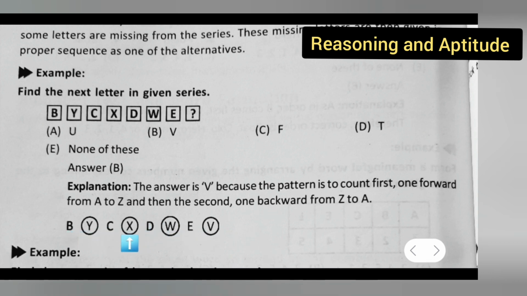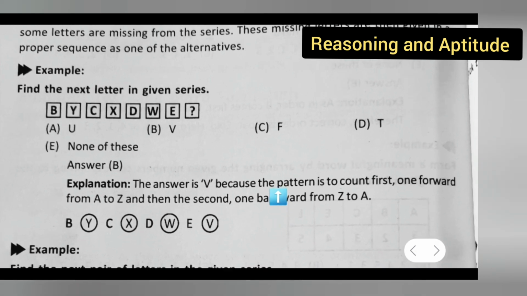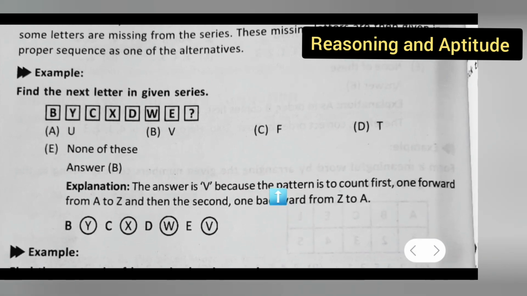Here B, C, D, E is given. It is straightforward, right? Then V, W, X, Y. Here it goes backward, and the first one is forward. B, C, D, E, and then backward V, W, X, Y. So obviously V will be the correct option. From this pattern you can see that these are backward and these are forward. Okay, next example, let us see. So which is the correct option here, by the way? The correct answer is B.